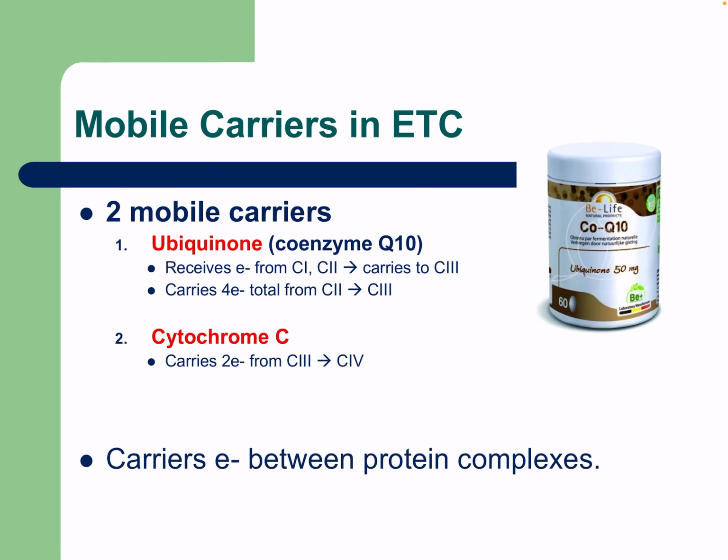So the mobile carriers in the electron transport chain. There are 2 mobile carriers. There's ubiquinone, also known as coenzyme Q10, which you can see is actually something you could buy as a supplement. So ubiquinone, or coenzyme Q, receives electrons from complex 1 and complex 2, which carries it to complex 3.